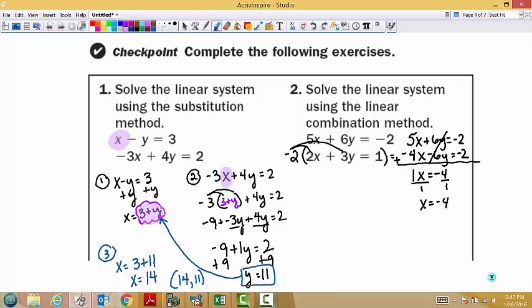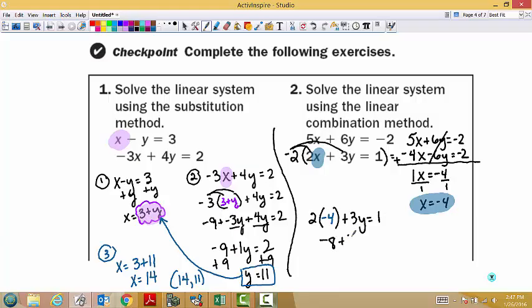And now I'm going to plug that into either one of the first two equations. I'm going to do the second one this time for no other reason than the numbers are smaller. Draw a line. So it's 2 times x, but x is negative 4, plus 3y equals 1. So negative 8 plus 3y equals 1. Add 8. 3y equals 9. Y is 3. So it's the point negative 4, 3.